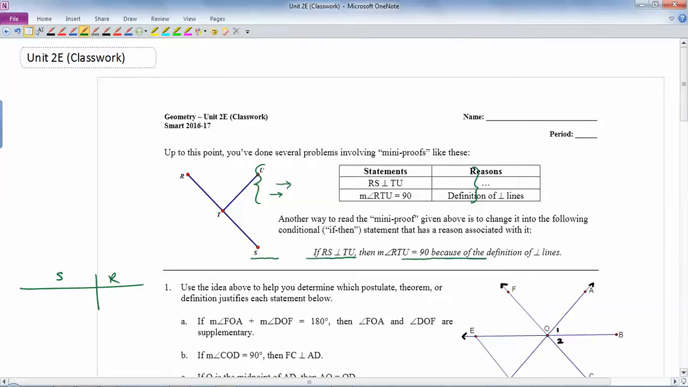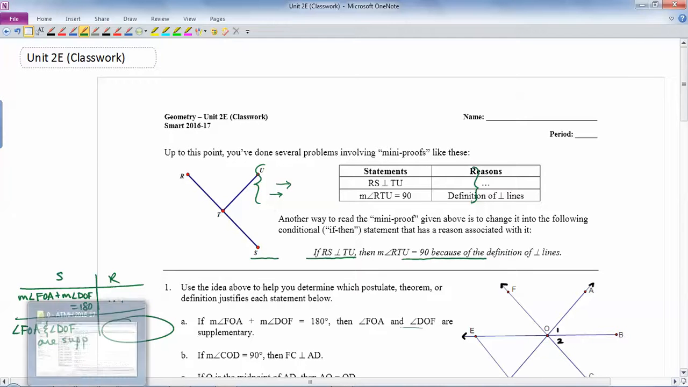If the measurements of FOA and DOF are 180, so that would be, if FOA plus DOF equals 180, for whatever reason, then FOA and DOF are supplementary. So the goal is to find the reason that goes here. What we want is something that says 2 angles added together equal 180, so you can call them supplementary.